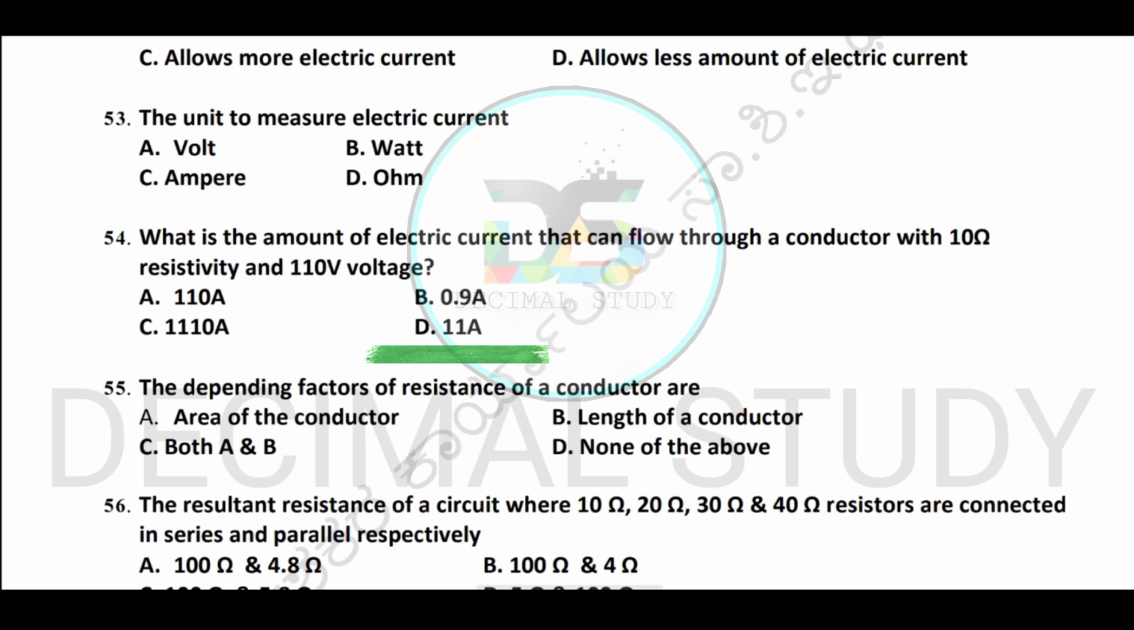Question number 55. Depending factors of resistance of conductor are: area of conductor, length of conductor, both A and B, none of the above. The right answer is both A and B.